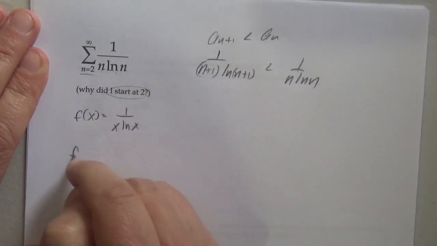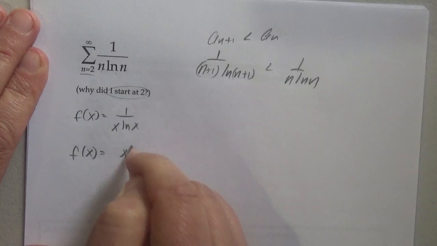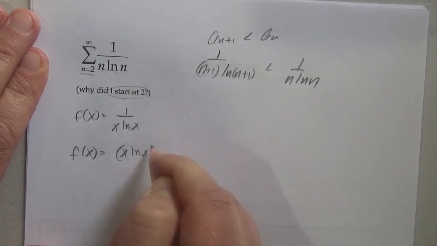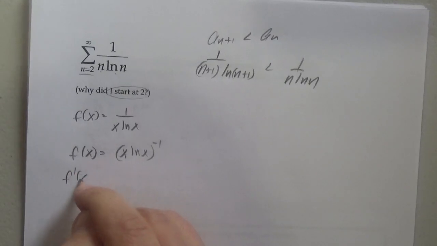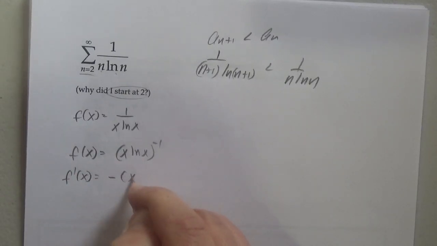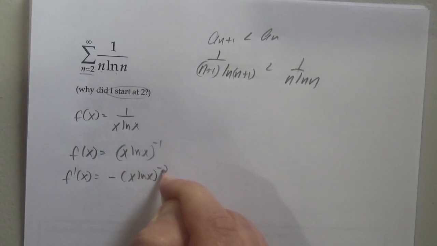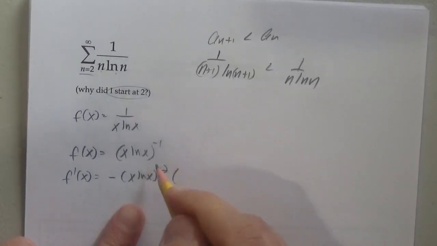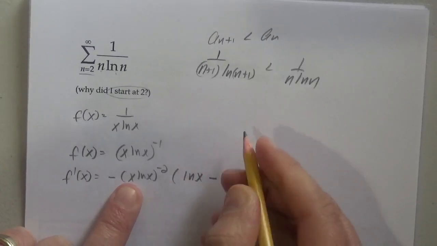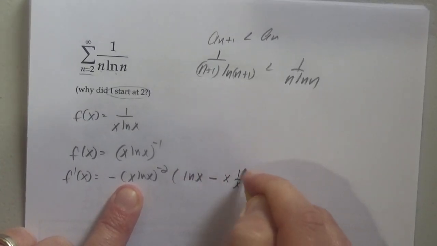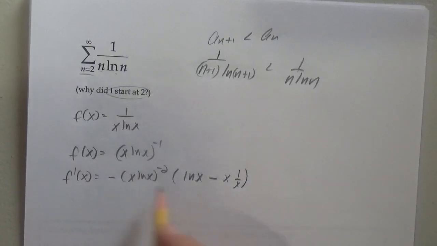And I think probably the easiest way to do this is do a little chain rule here. I don't feel like dealing with the quotient rule. So therefore, my derivative is equal to negative (x ln x) to the negative 2. That's just the derivative of the outside. The derivative of the inside is a little product rule. I get the ln of x minus x times 1 over x, right?